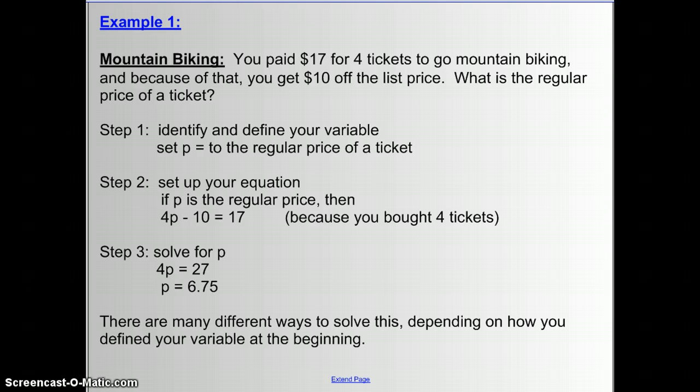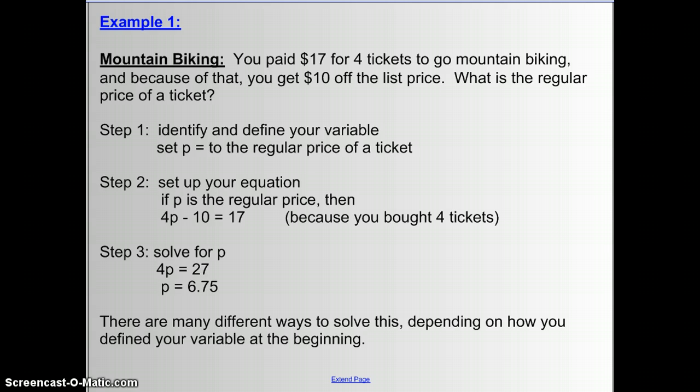In example 1 here, this word problem about mountain biking, it says you paid $17 for 4 tickets to go mountain biking, and because of that, you get $10 off the list price. What's the regular price of a ticket? Okay, so first we're going to identify and define your variable. Always do that first. What are you trying to solve for, and assign a letter to that. So we're going to set P equal to the regular price of a ticket.